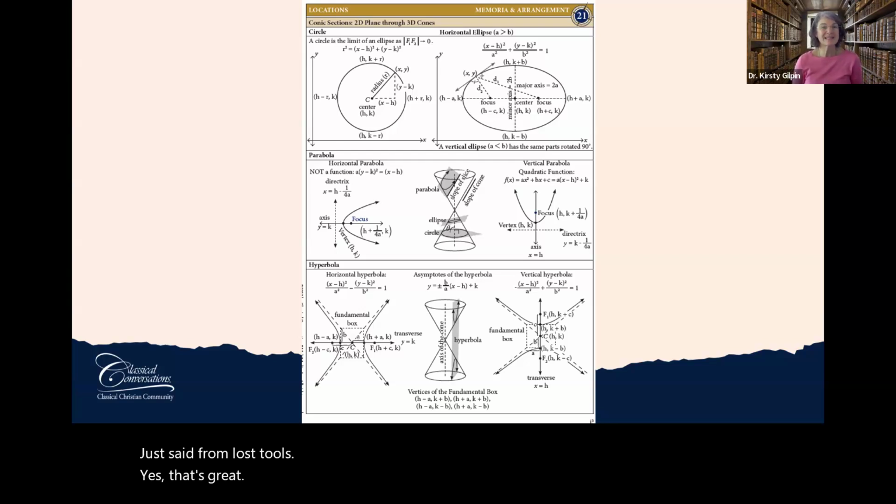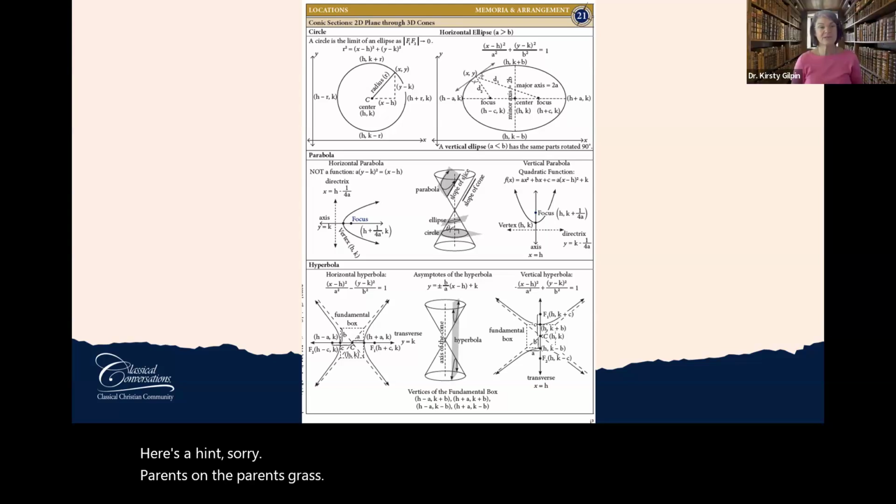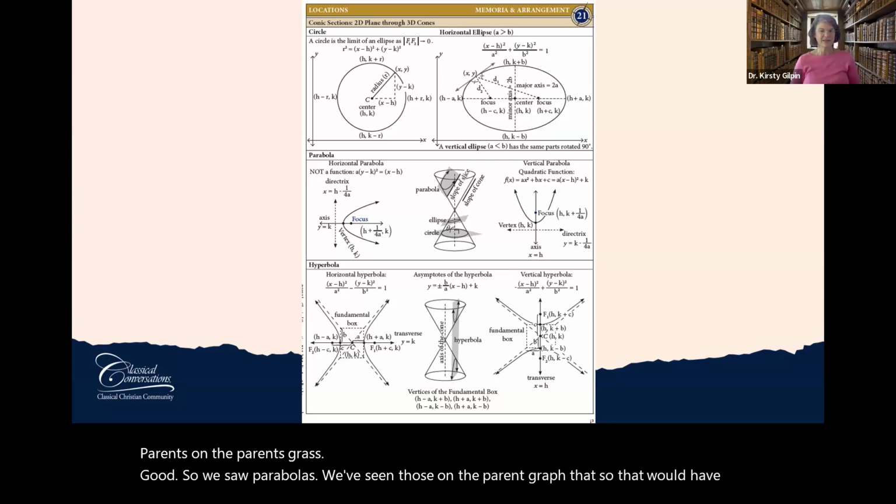Does anybody remember seeing these conic sections in another lesson? There's a hint: a parent graph. Is it the parabolas on the parent graph? Good. So we saw parabolas. We've seen those on the parent graph, so that would have been back in lesson 11.